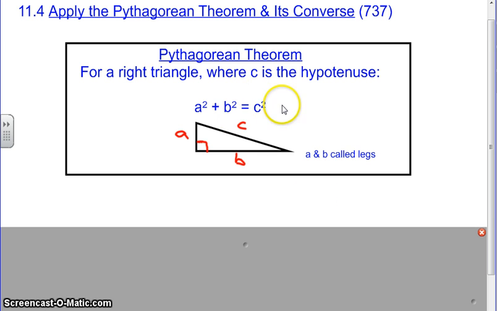C is the hypotenuse, the longest side, the side opposite the right angle, right? The other legs are A and B. The other sides are called legs. They're A and B. It doesn't matter which you label A or B. But C is very specific. It must be the longest side, the hypotenuse, the side opposite the right angle.